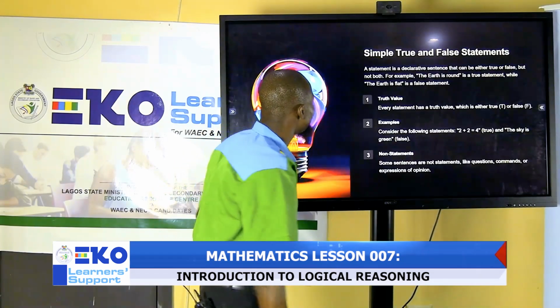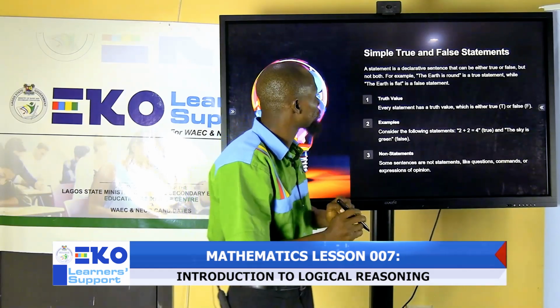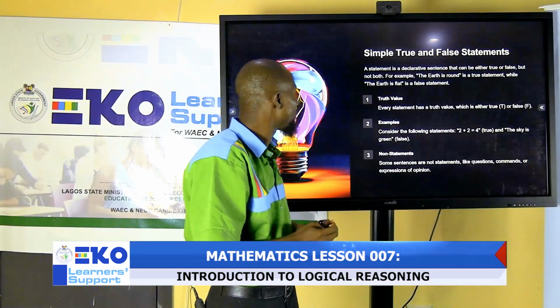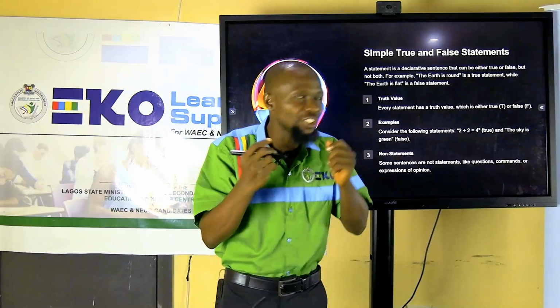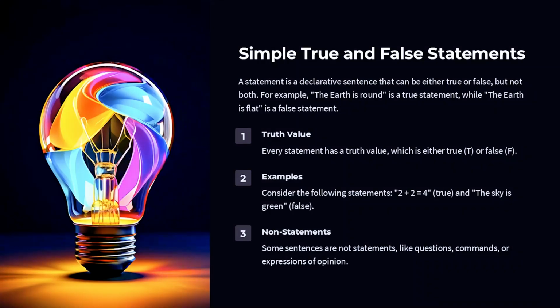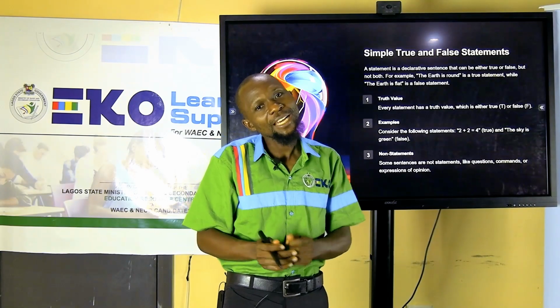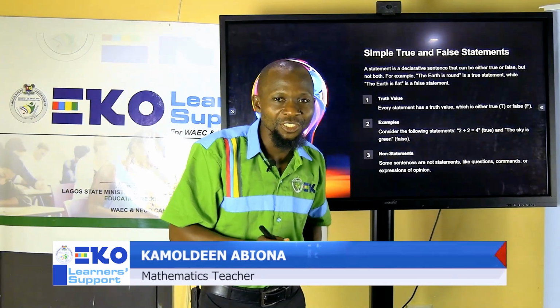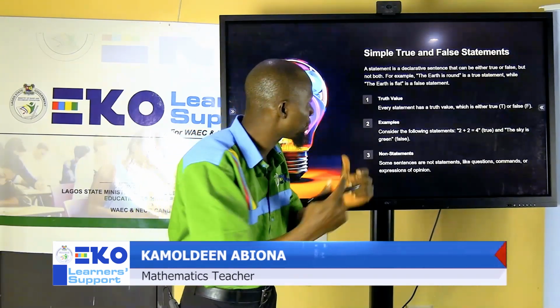All right. So, simple true and false statements. What do we mean by a true statement or a false statement? A statement is a declarative statement that can be either true or false. You can evaluate a statement to be true or false. An example of such is the earth is round. Any statement you come across is either true or false. It cannot be the two.